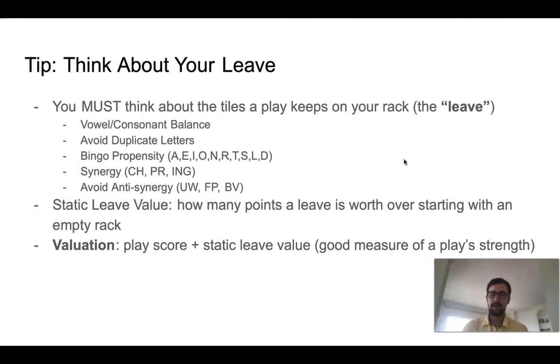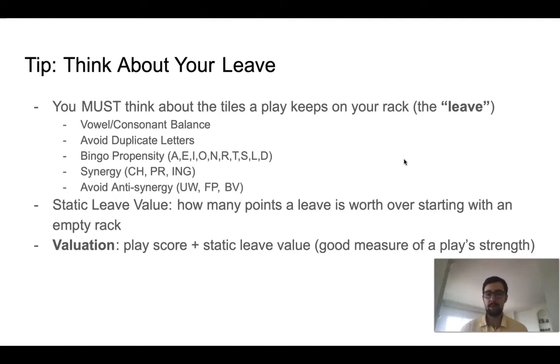I want to introduce the concept of static leave value, which is defined as how many points a leave is worth over starting with an empty rack. So what this means is if I say a leave has a static value of 5, that means I'm equally well off having that leave or having an empty rack but 5 extra points.